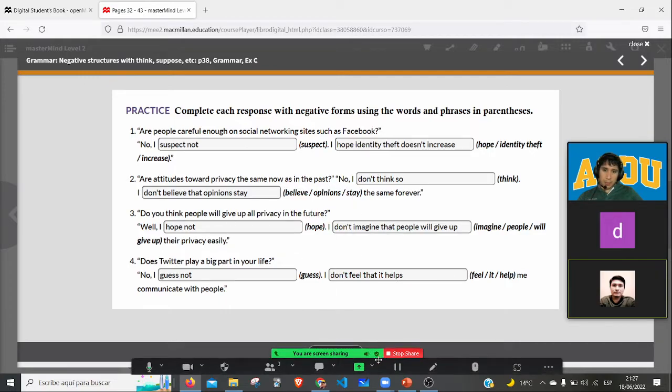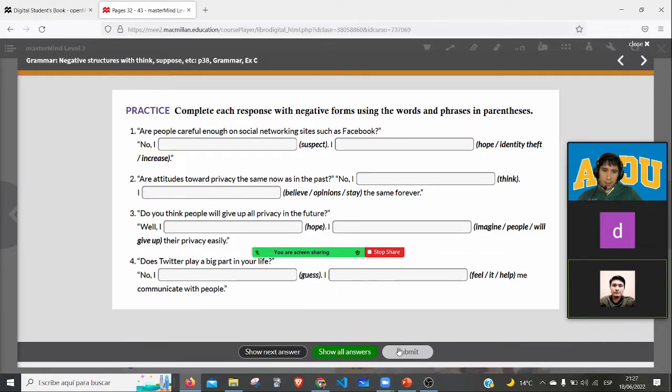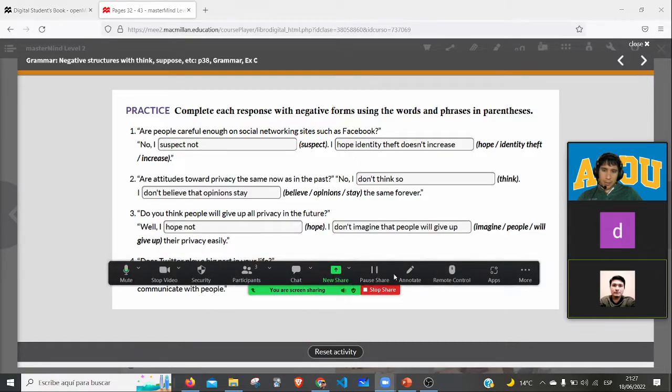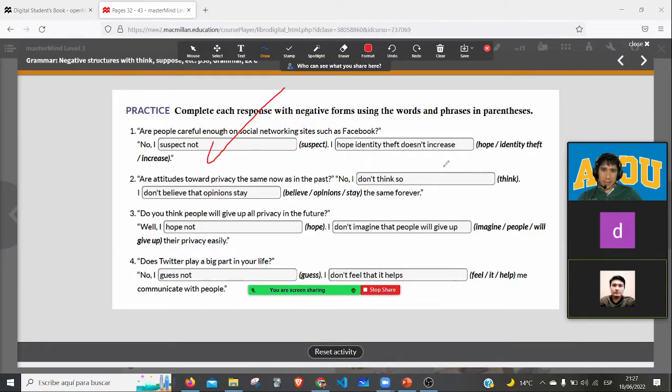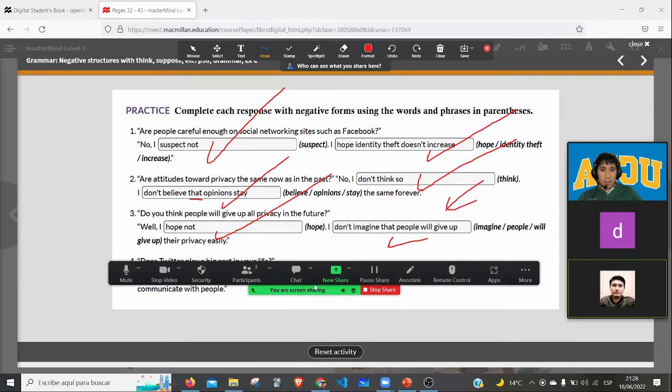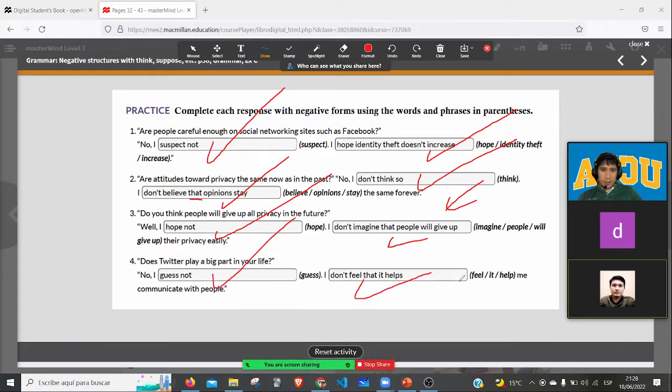Okay, so, oh my goodness, what happened here? Yes, so we have: I suspect not, correct. I hope identity doesn't increase, correct. I don't think so, correct. I don't believe that opinions... Remember that you can omit that, correct. Hope not. I don't imagine that people... Did you say Disney is right? Yep. I guess not. I don't feel that it helps.